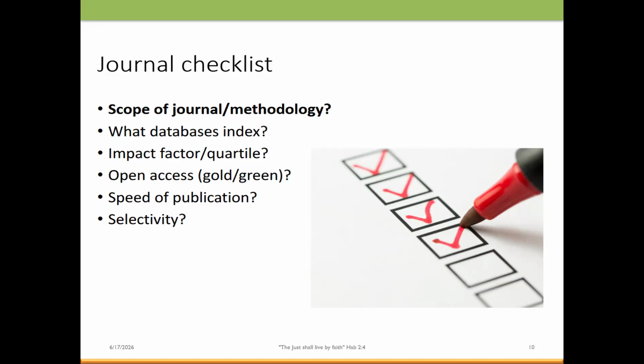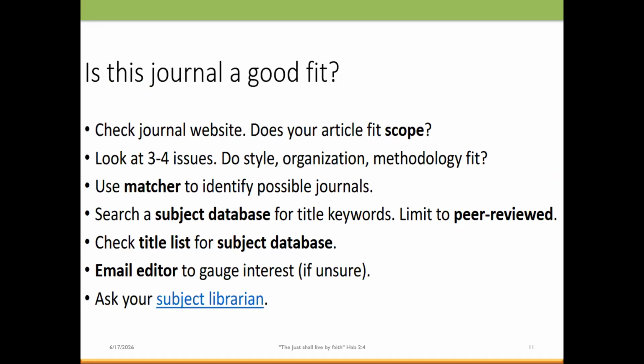So if it is possible, you can avoid that, because it means that very few people who want to read your paper can access it, since it is not open access. And then you need to look at the speed of publication, and of course selectivity. So you can check the journal website and verify that it fits your scope. You can look at about 3 or 4 issues or papers that have been published there.